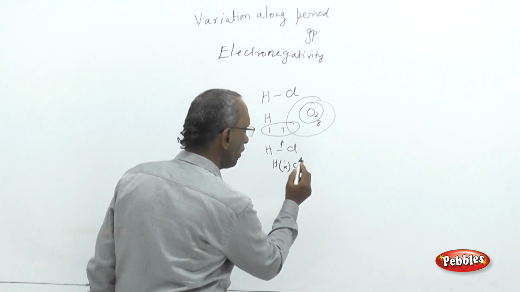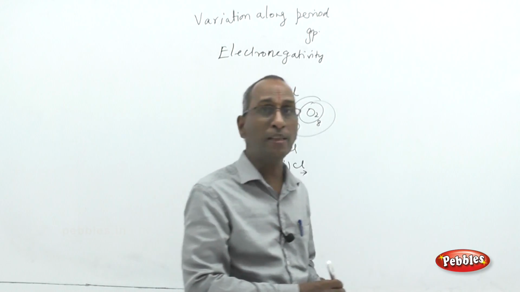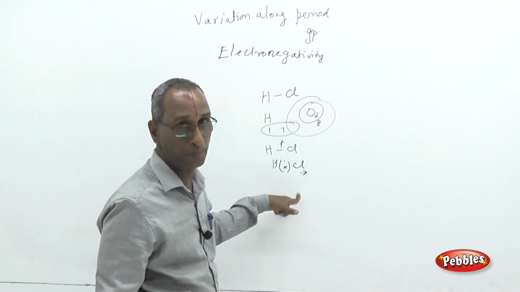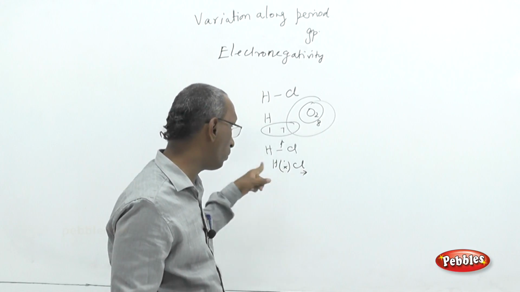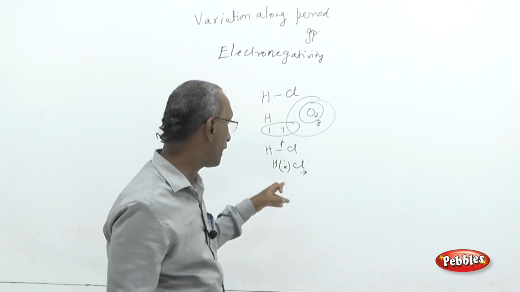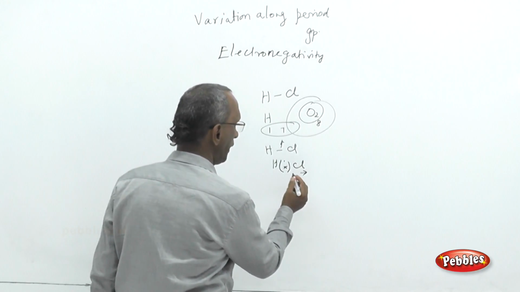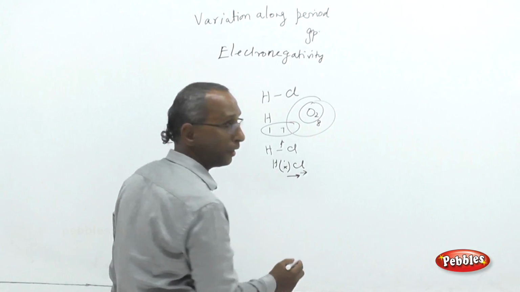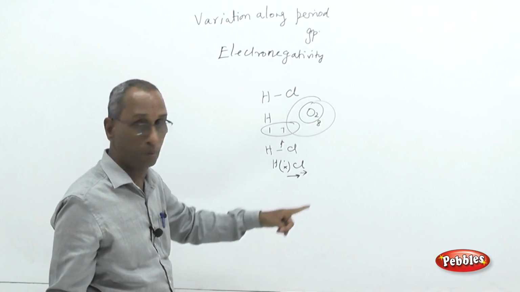Here, chlorine is more electronegative than hydrogen, which means it attracts the central electron pair towards it. As per the definition, it attracts the central electron pair, one electron from chlorine and one from hydrogen, so it also attracts hydrogen's electron. Hydrogen is less electronegative and chlorine is more electronegative, so this electron pair moves towards chlorine, and hydrogen's electron also moves towards chlorine.